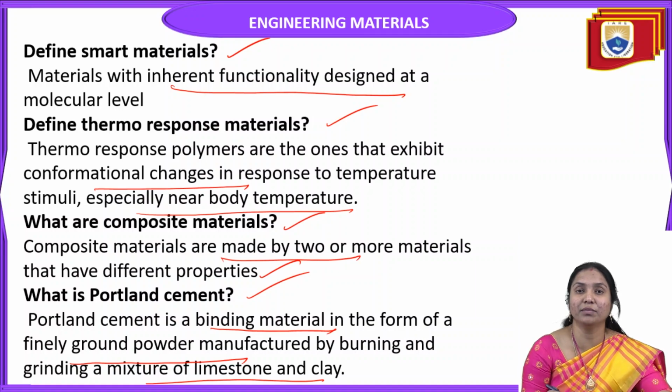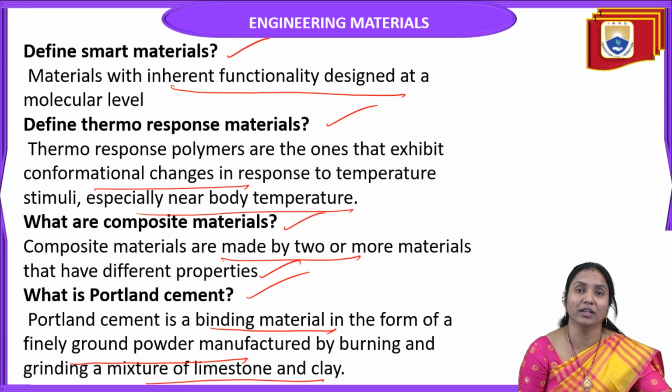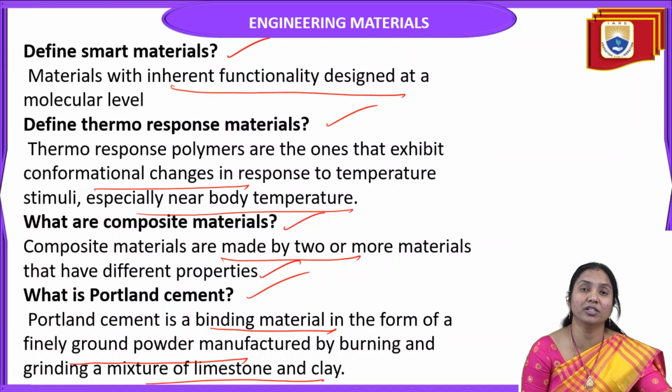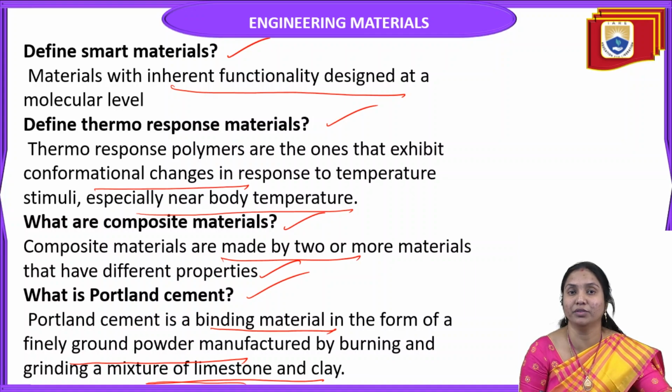So this Portland cement acts as a binding material, in the form of a finely ground powder manufactured by burning and grinding a mixture of limestone and clay. Limestone is calcium oxide, and clay means it consists of silica. So for the preparation of Portland cement we are using lime, silica and alumina.